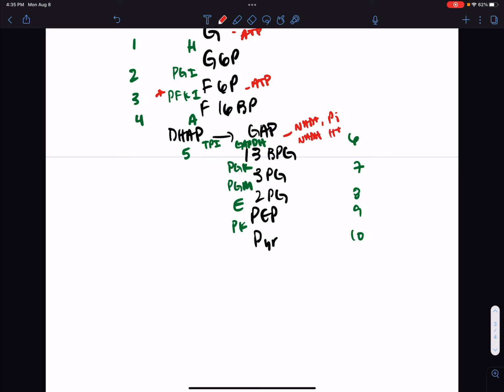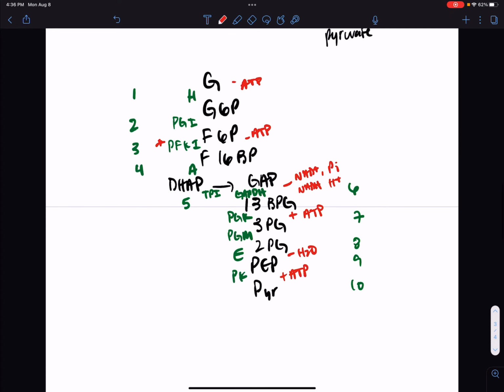Step 7, it's another kinase, phosphoglycerate kinase. So what are we getting out of here? We're getting out an ATP, right? So we're positive in ATP. And then for the phosphoglycerate mutase, nothing going on there because it's just being mutated. For the enolase, that was the water one. So enol, getting rid of that water. So water's coming out. And then pyruvate kinase. So we've got another net of ATP here.